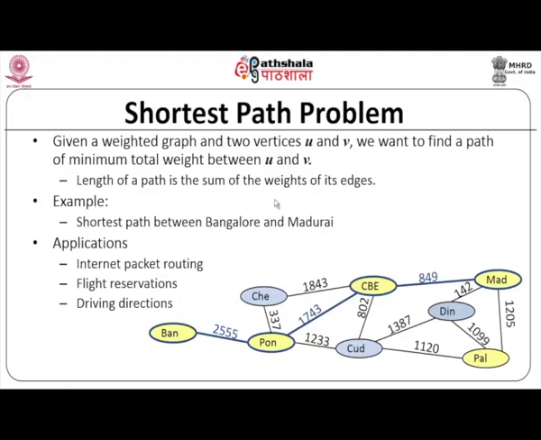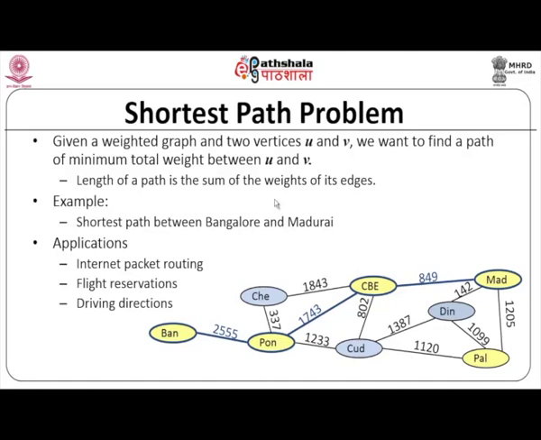So, let us first define in layman's terms the meaning of the shortest path algorithm. Given a weighted graph and two vertices u and v, we want to find a path of minimum total weight between u and v. This is the simplest definition of a shortest path problem. So, you are given a weighted graph and you have two vertices u and v. You want to find a path. There are many paths that can take you from u to v. You want to find the path with the minimum total weight.